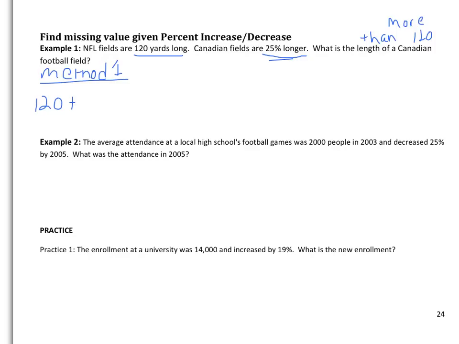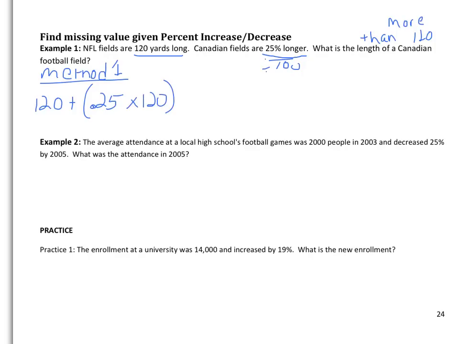Here's the key to think about this. 25% longer than what? Well, it's 25% longer than the original 120-yard field. Okay, so how would we find 25% of the 120 yards? We would simply do 0.25, because we take that percent, the 25%, divide it by 100. So if you need to show that, go ahead and show that. Divide it by 100. And then it's, again, 25% of the 120.